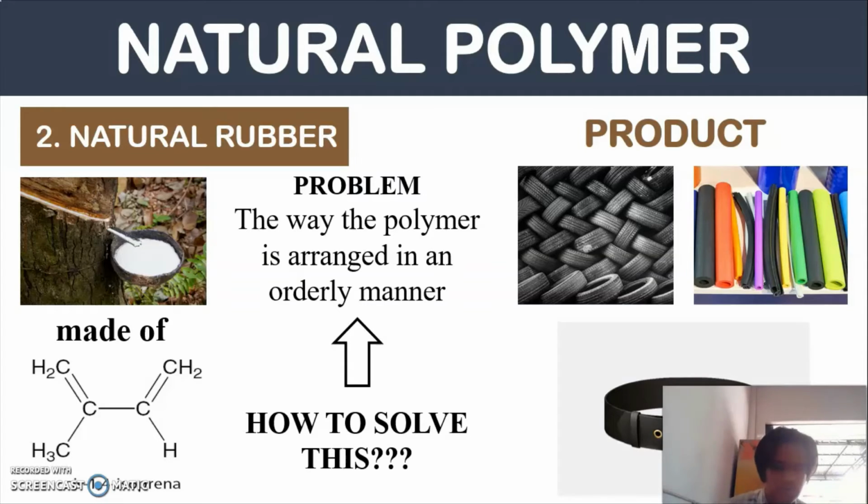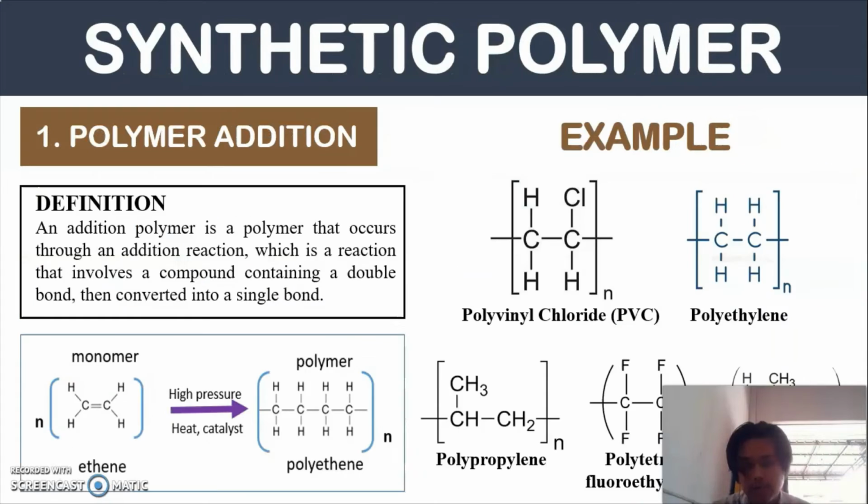So in 1839, Charles Goodyear invented the method of vulcanizing natural rubber with sulfur so that natural rubber can change its elasticity. The products of natural rubber are tires, belts, and pipes.